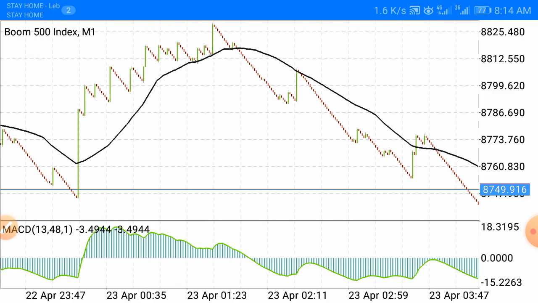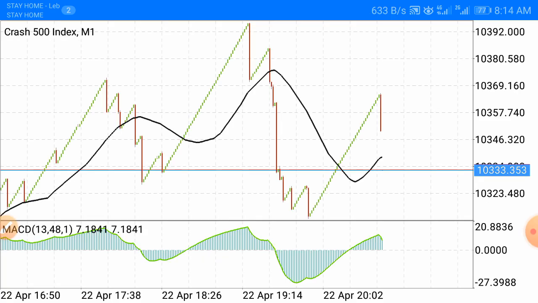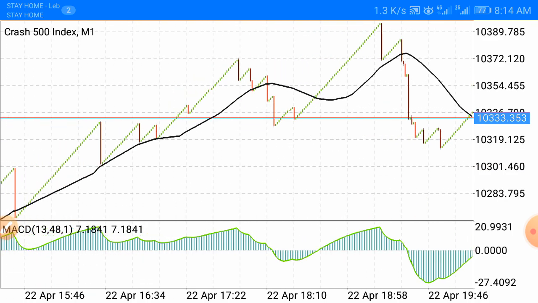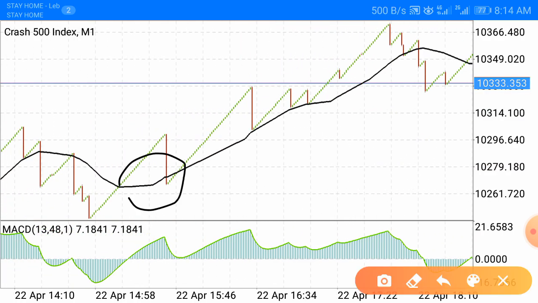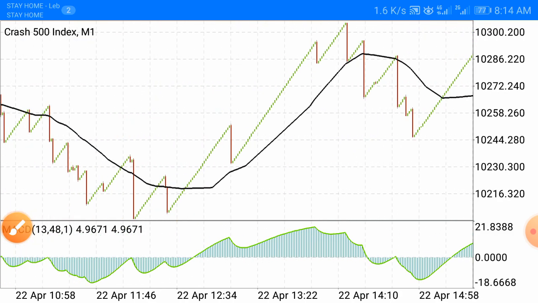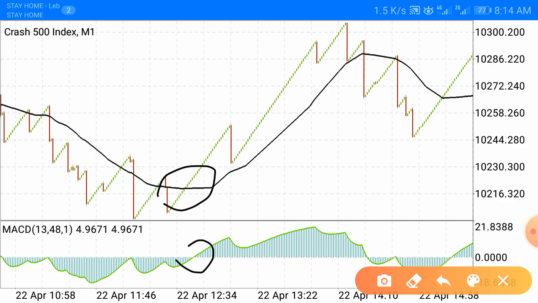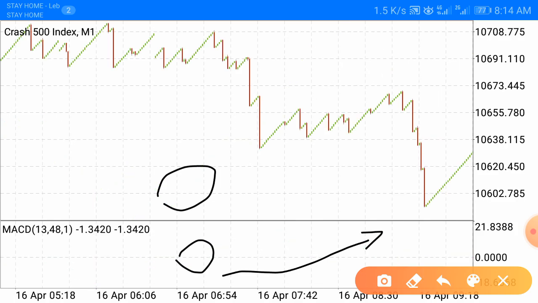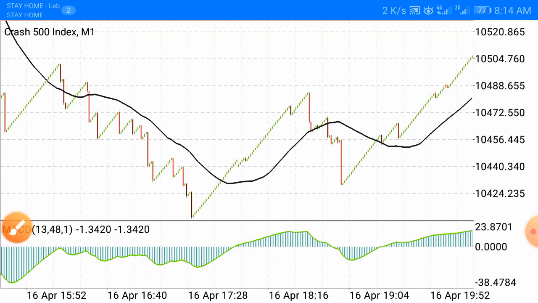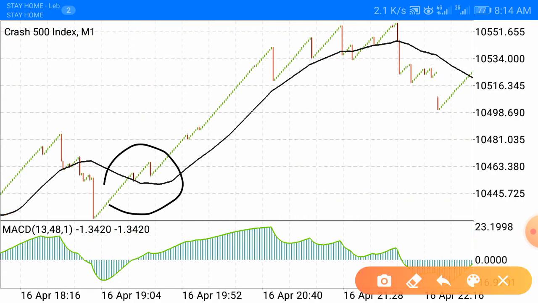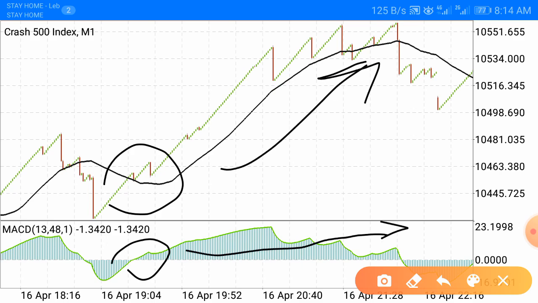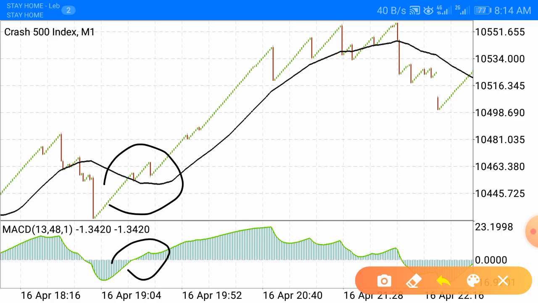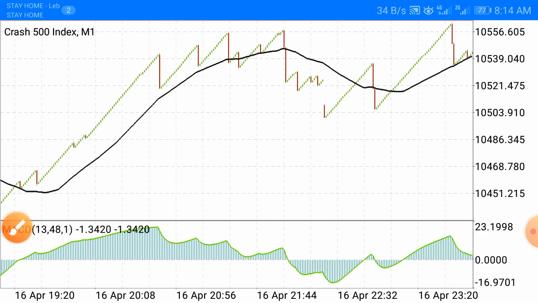Here is the Boom 500 we already discussed, and here is the Crash. And look here, a buy and a buy, and look here, a buy signal and MACD confirmation, and look how long. And look at this buy signal and MACD, and look how long this buy goes. Once you enter a trade, hold your trade with a trailing stop until the indicator changes direction. Safety is first in trading.